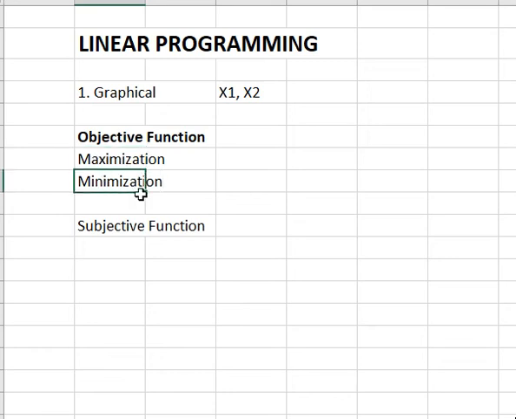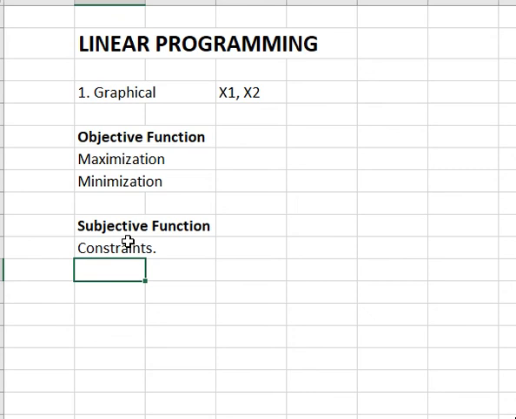Ano naman yung mga minimization? If your target is to minimize cost, minimize defect, minimize area na na-occupy, yan, you may opt to use minimization. In terms of subjective function, ano naman yung subjective function? Ito yung mga constraints nyo. What are those constraints? Ano yung nakakasagabal kung bakit hindi tayo makapag-maximize or makapag-minimize?